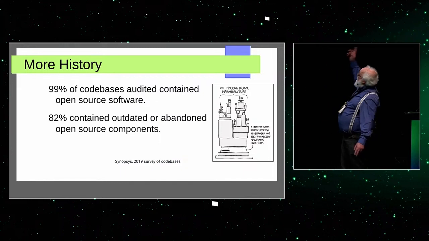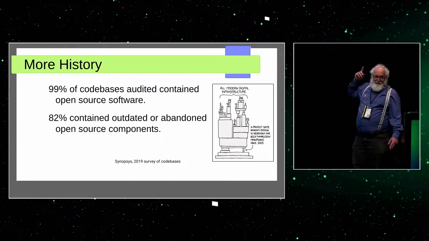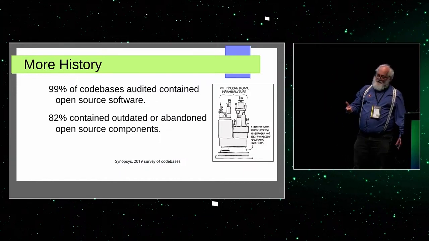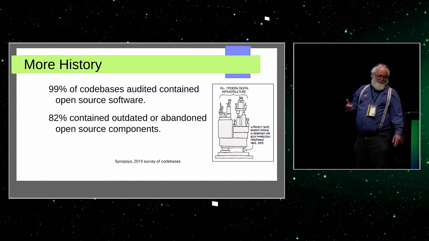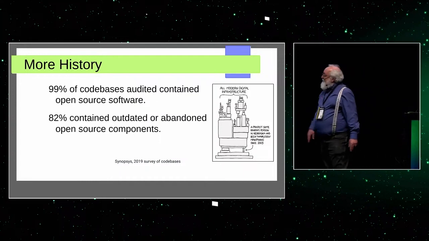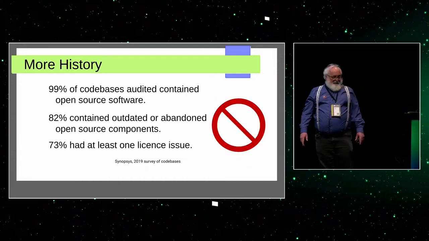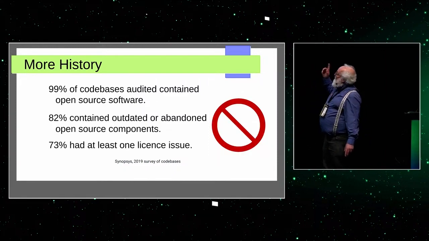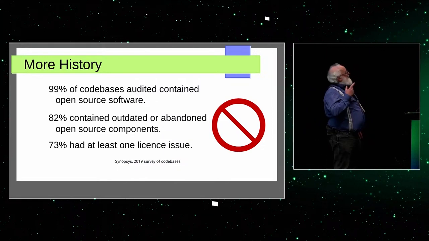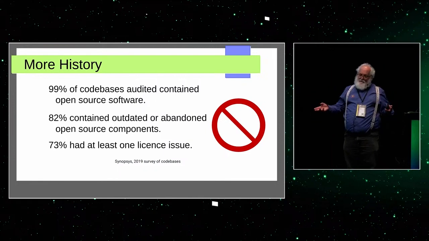I want to point out that this XKCD panel is so on point that project in Nebraska and maintained by some random person in Nebraska have become idioms, meaning any open source project that's maintained by a single person. I've seen that in a lot of presentations, I'll tell you. And finally, 73% had at least one license issue. This arises because free and open source software licenses are not necessarily compatible with each other.